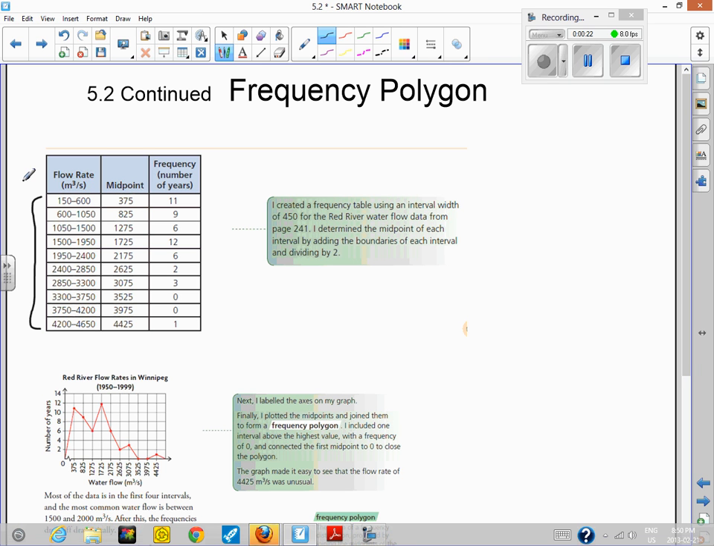So if you added both these numbers together, 150 plus 600, you get 750. And dividing that number by 2, you would get a midpoint of 375. And you do that for each of these steps down through. Your frequency hasn't changed.